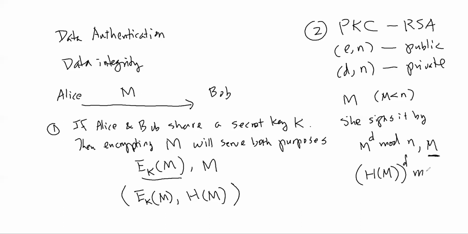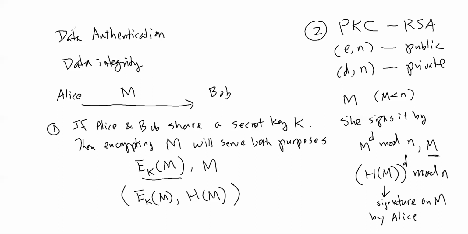That is authentication, to indicate this m indeed comes from Alice. So this is the signature. This is the signature of m, the signature on m by Alice.